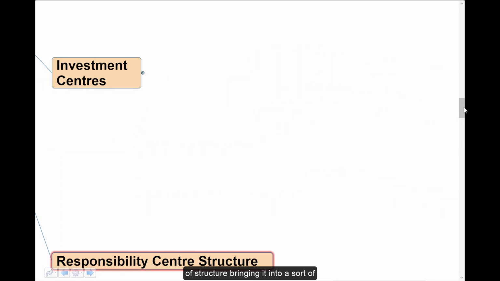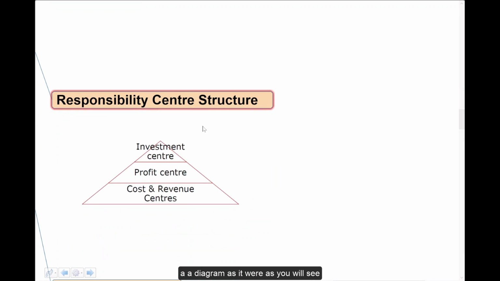Now, in terms of structure, bringing it into a sort of diagram, as you'll see here, down the bottom, cost and revenue centers. Moving slightly up, profit centers. And indeed, right at the top, as mentioned, an investment center. Now, any given business could have each of the four of these. They could have a number of them, no problem at all. Let's be careful about the definitions and being able to distinguish between each of these four types. Examiners, the AMA examiner included, like this area. Let's be ready for the questions.